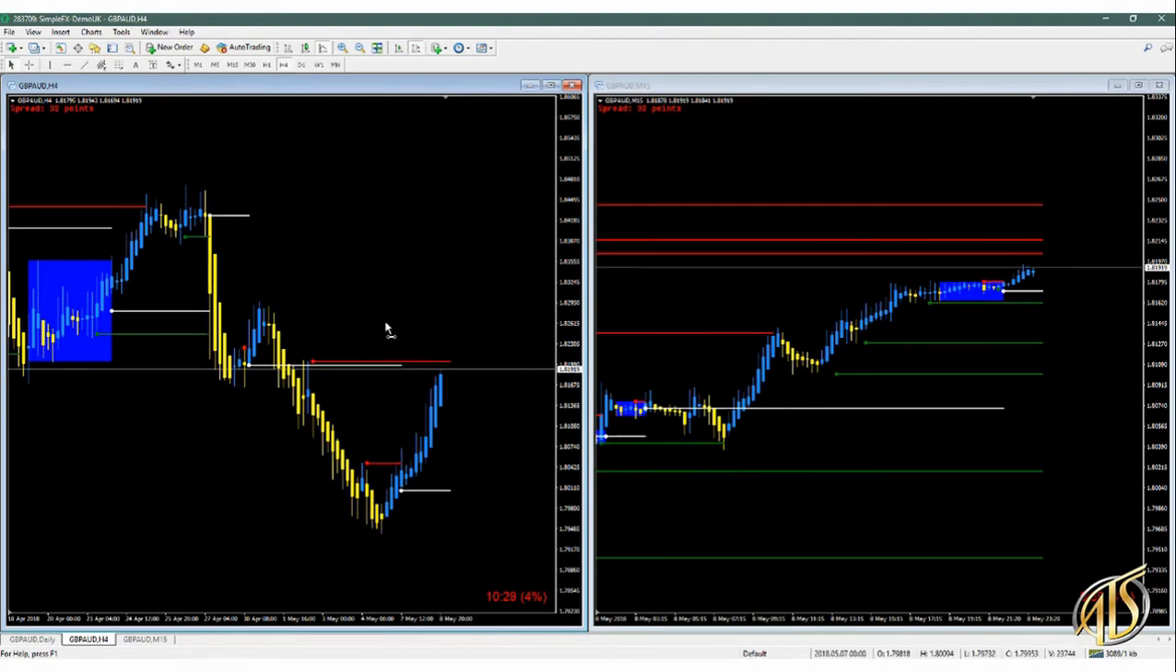You'll get familiar with this as you use ATS software. You'll start to see the power of timing this volatility this way, and it's going to really help you.